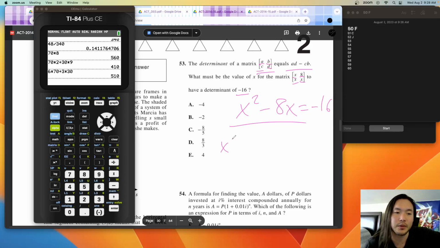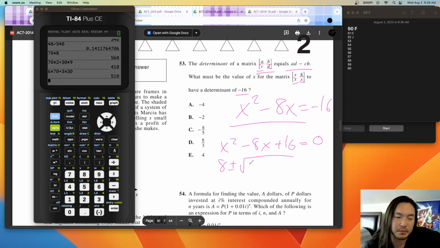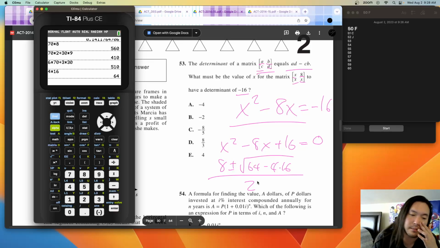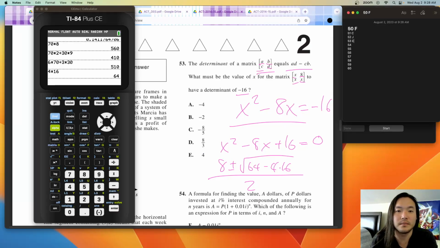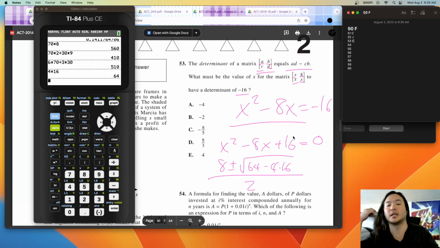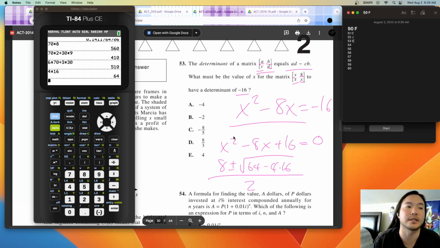Then I can add 16 to both sides to get x squared minus 8x plus 16. Definitely you can factor, that's how I did it last time, right? But here, let's just use the quadratic formula. So 8 plus or minus the square root of negative 8 squared, which is 64, minus 4 times 16, divided by 2. This is going to be 0. 64 minus 64 is 0. 8 divided by 2 is 4, so E. Really, you should just do whichever technique is fastest, right? If you're quick with your factoring, feel free to factor. But if you're not quick with your factoring, just use the quadratic formula. They both work.